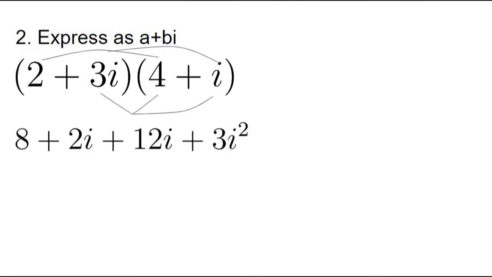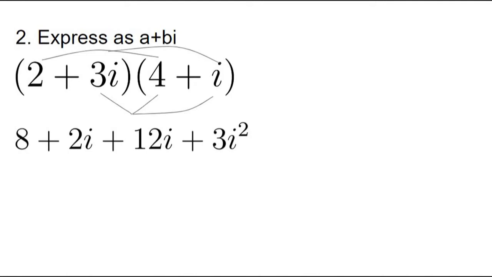In doing so, we get 2 times 4 is 8, 2 times i is just 2i, 3i times 4 is 12i, and 3i times i is 3i squared. You can think of multiplying numbers with numbers, letters with letters. So when we see 2 times 4, 2 times i, we have 2 and i just sticking together. Or we see 3i times i, we just have the i's together.